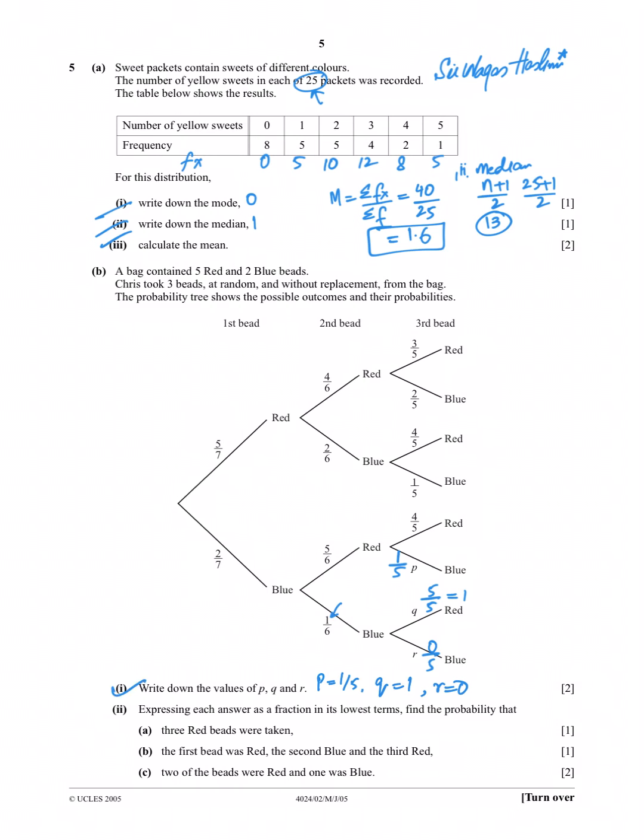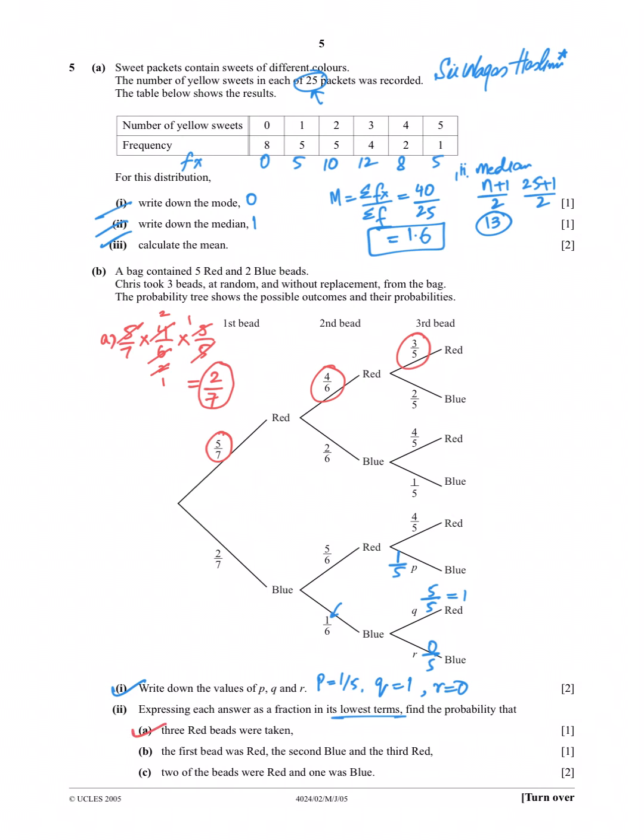After that, expressing each answer as a fraction in its lowest term, find the probability that 3 red beads were taken. So 3 red beads means 5 over 7, 4 over 6 and 3 over 5. So I'm just writing here. The first red bead is 5 over 7, the second red bead is 4 over 6 and the third red bead is 3 over 5. So 5 and 5 cancel, 3 1s are 3, 3 2s are 6, 2 1s are 2, 2 2s are 4. So the answer of this part is 2 divided by 7. That is your first part answer.